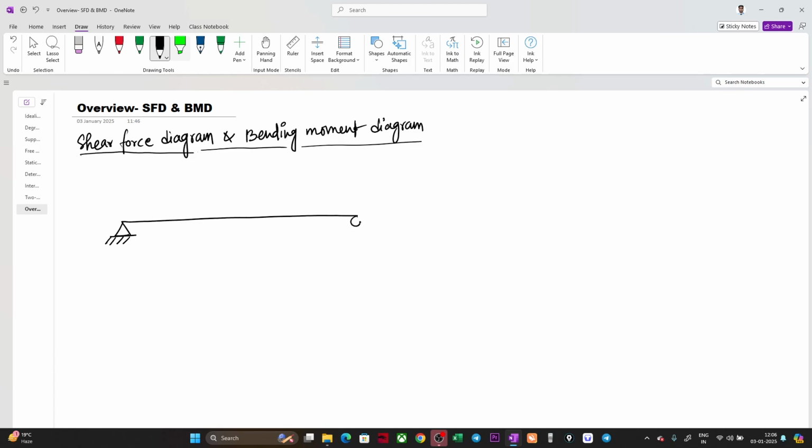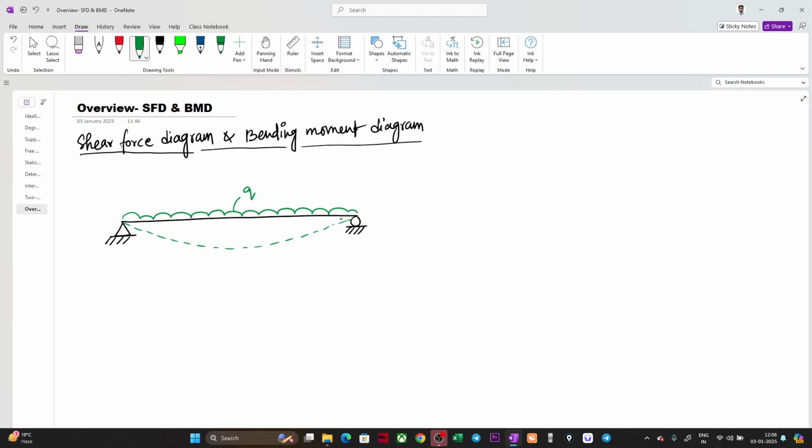It is a simply supported beam with one side pin supported and another side roller support, and we have some distributed load. It can be any kind of load; I'm just considering distributed load as of now. Due to this load, the beam will deflect. In the next few lectures, we'll be discussing the SFD and BMD of beam elements.